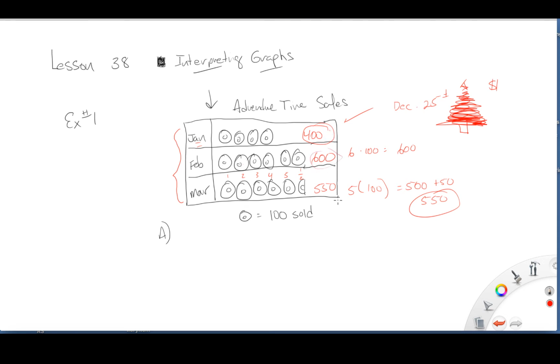Notice February picks up quite a bit. March is a pretty sustaining month as well. Let's look at question B in this example. It says about how many tires were sold in the first 3 months of the year. Well, we did all the addition here. Okay, 400 plus 600 is 1,000, plus the 550, which would equal 1,550 tires. All right, pretty easy to interpret that graph.